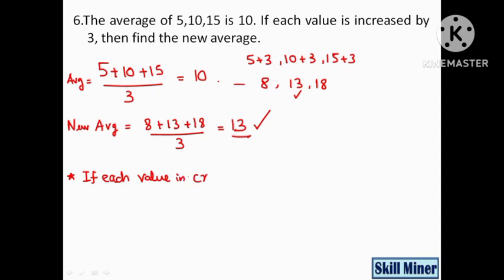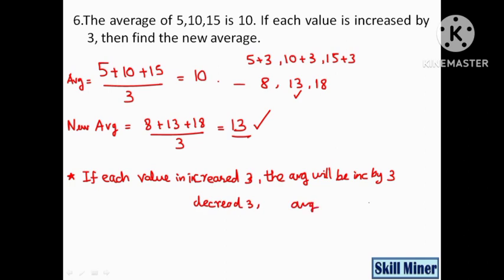So the point you need to note here is, if each value is increased by some number, let it be 3, the average will be increased by 3. If each value is decreased by 3, the average will be decreased by 3. If each value is multiplied by 3, the average will be multiplied by 3. If each value is divided by 3, the average will be divided by 3. This is the thumb rule you have to follow.